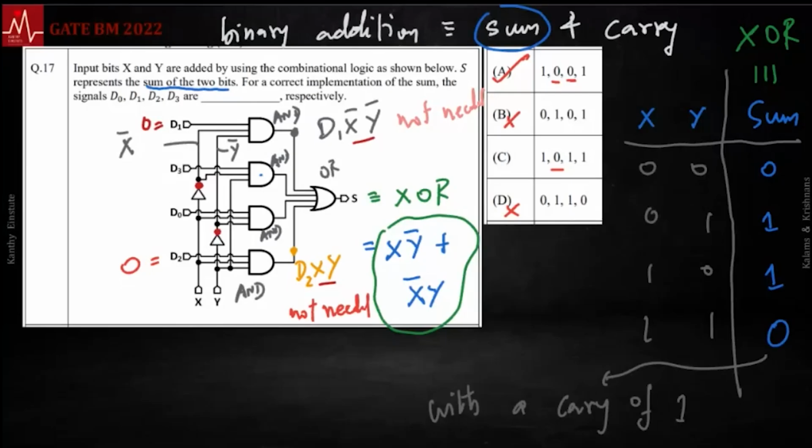You can go verify that it's needed. For example, you need this input, you also need this input. That input happens to be x bar y, D3. So D3 you cannot set to 0. You have to set D3 to 1. You need x bar y. We need x y bar. You are getting y bar and x. So D0 also you cannot set to 0. We also double check this.